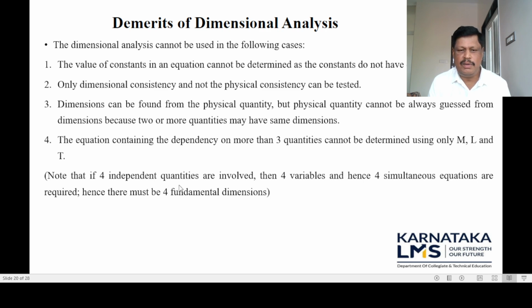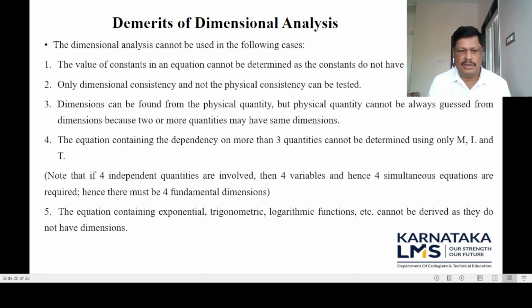If 4 independent quantities are involved, then 4 variables and 4 simultaneous equations are required. Hence there must be 4 fundamental dimensions. An equation containing exponential, trigonometric, logarithmic functions, etc. cannot be derived, as they do not have dimensions.